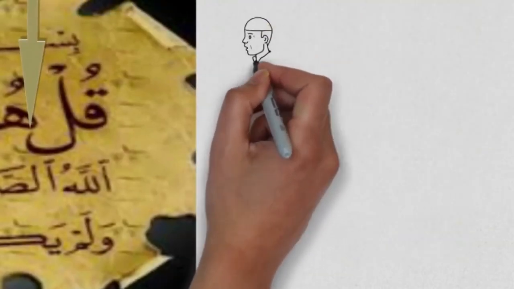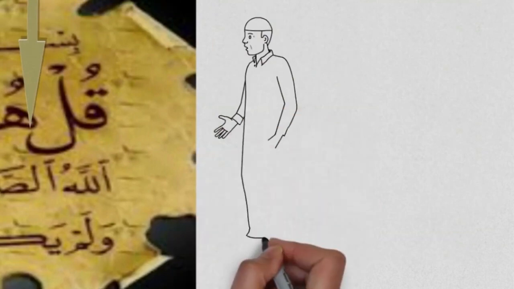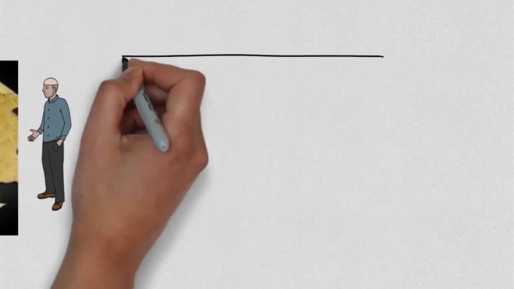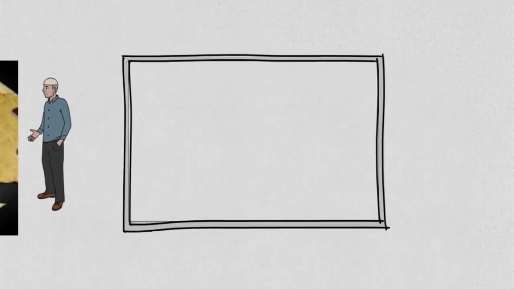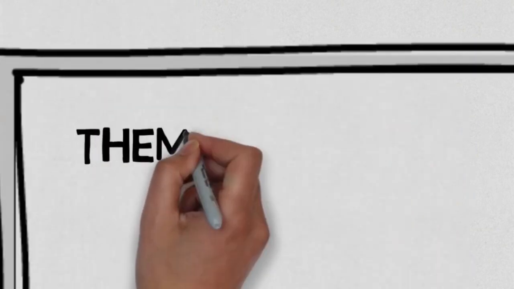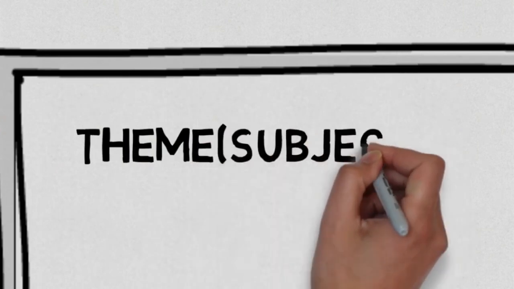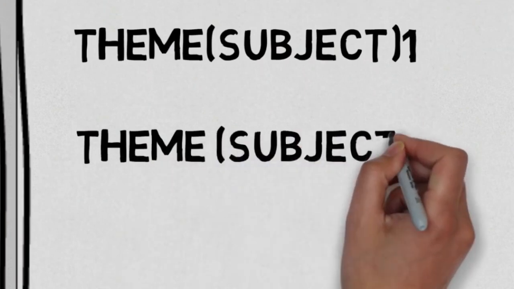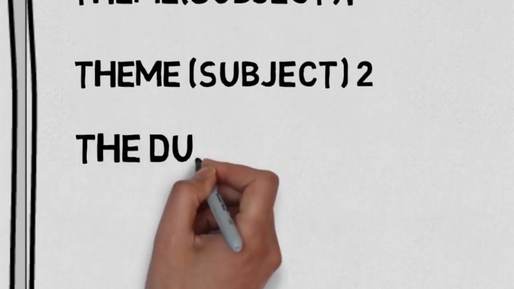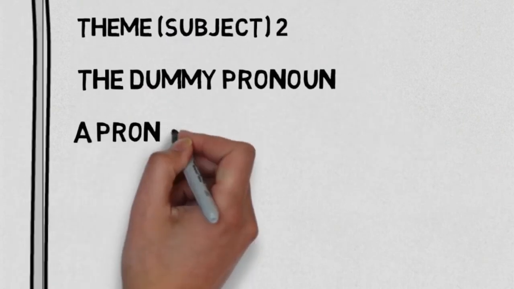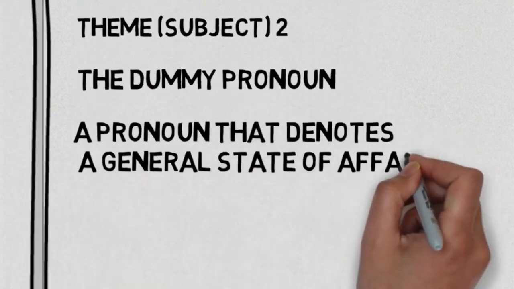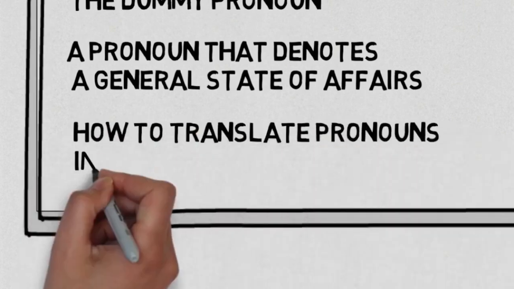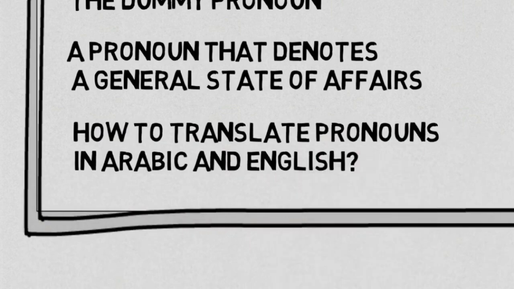Some Arab grammarians argue that the pronoun he is the subject or theme, and the divine name Allah is a second subject or theme, or to put it in Arabic grammatical terms, مبتدأ أول مبتدأ ثاني. Others say the pronoun is ضمير الشأن, a pronoun that denotes a general state of affairs. In this video, we'll talk about how to translate pronouns that may give different shades of meaning in either Arabic or English.